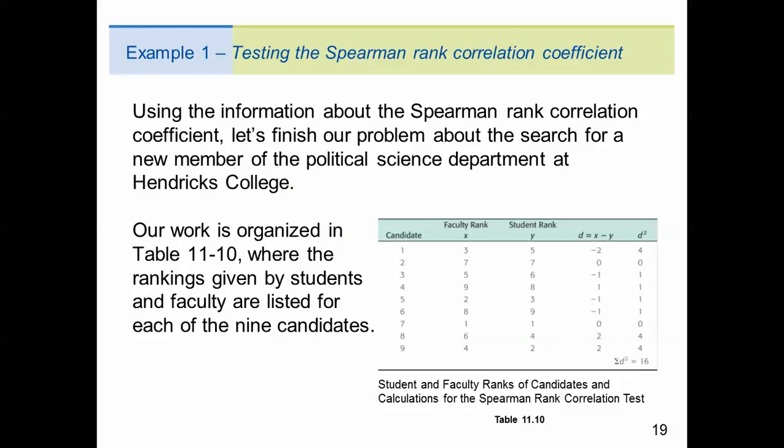So here is the information related to the Hendrix College. We had the ranks of the faculty, we had the student ranks. We have a separate column that calculates the difference between the ranks, and the difference is found by doing X minus Y. So for candidate number 1, we would take 3 minus 5, and we'd come up with a difference of -2. We then have to square that difference so that we can add them together and they don't cancel out. So you have the D squareds and then the sum of D squared. You add up all of those squared differences, and you get 16.